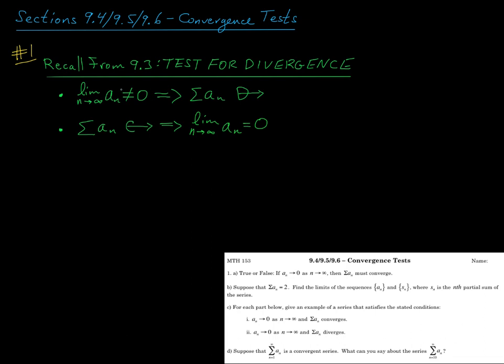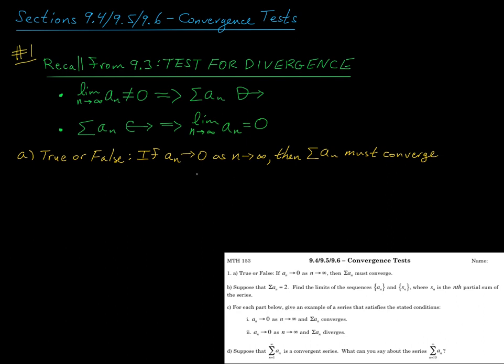Now, what we call the contrapositive of this conditional statement is what you see directly below. This is also true. It says that if we know that the series of a sub n converges, then it must be the case that the sequence a sub n approaches 0 as n approaches infinity. All right, so now let's look at part A.